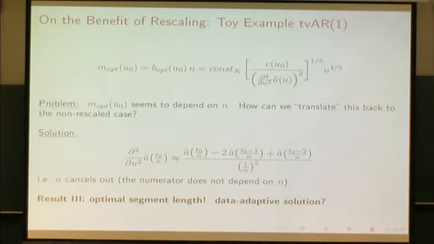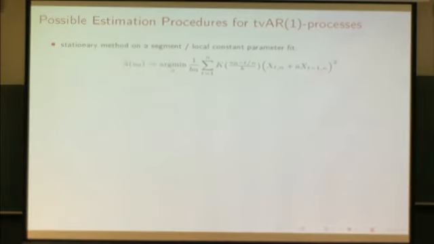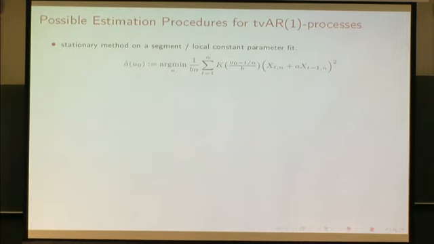so here is the next result: optimal segment length, data adaptive solution. Here I want to tell you a little bit about estimation procedures. I could do this overview talk with long lists: 10 estimates, 10 methods, 8 bootstraps, whatsoever. This is all very impressive research, but the idea. So I do it here once for the estimators. So how can you do that?